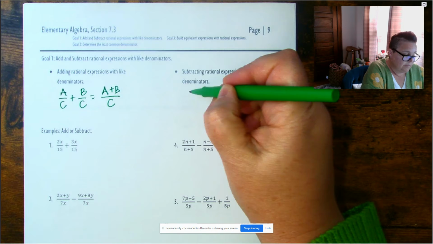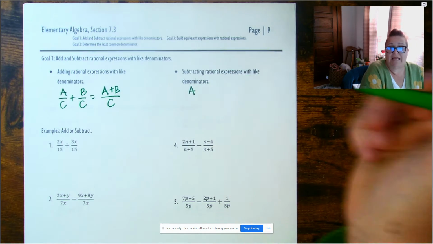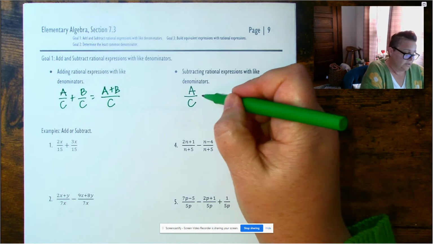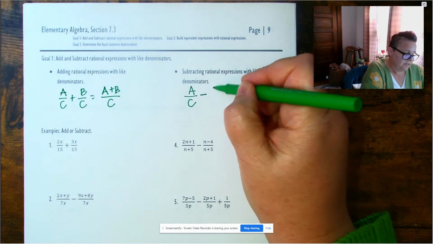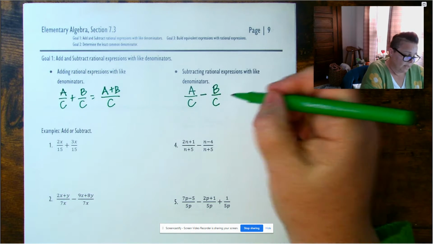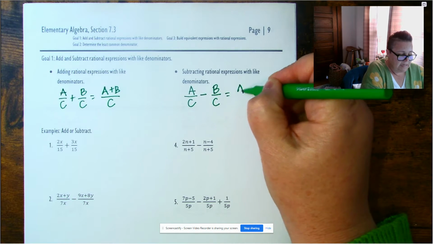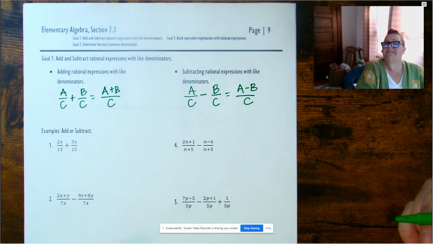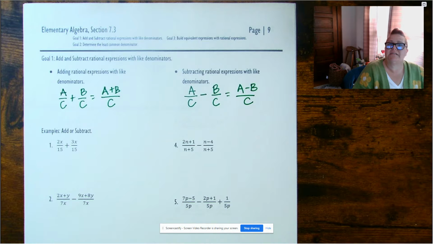Our polynomials are not equal to 0 here. Subtracting is very similar. You have some polynomial A over a different polynomial C. When you subtract the rational expression B over C, again, where B and C are polynomials, this is the same as A minus B over C. And once again, no zeros in the denominator. C may be a polynomial, but it is not equal to 0. All right, let's practice some, shall we?